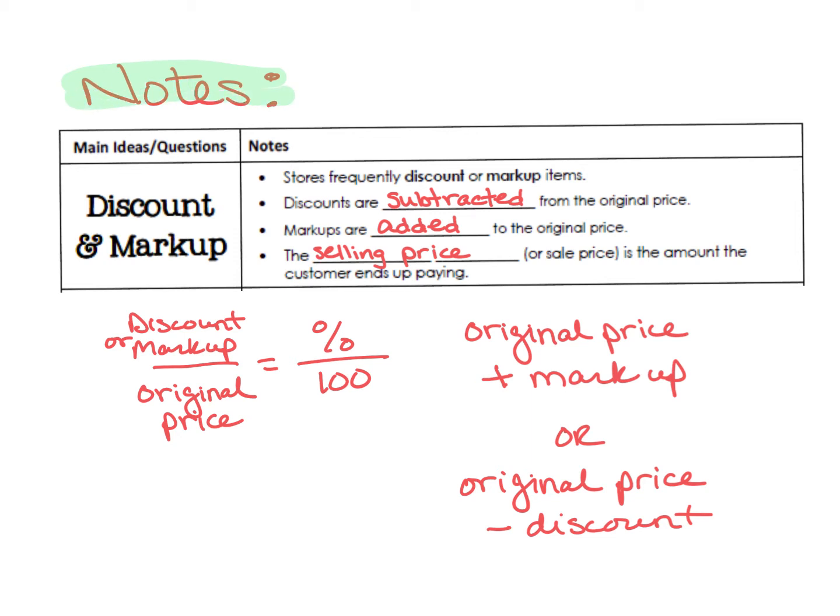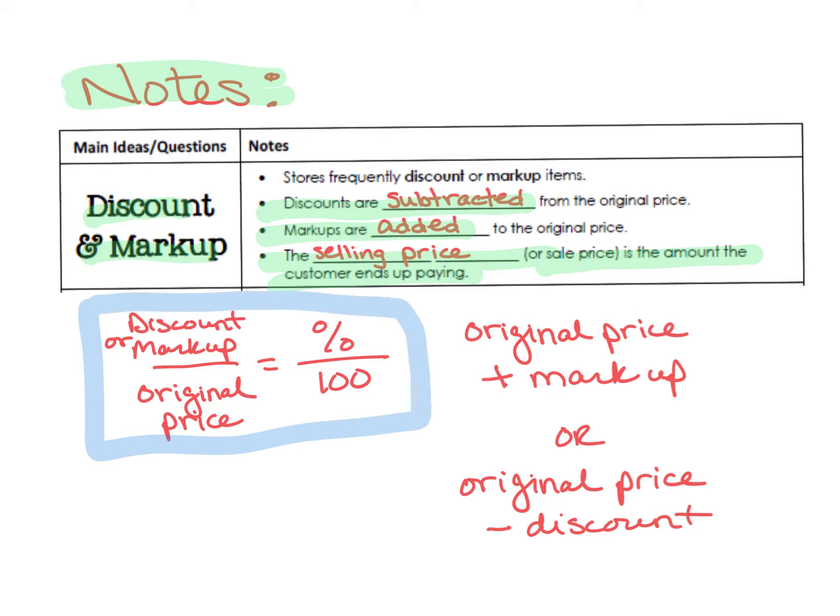We're going to talk about what a discount and a markup is. Stores frequently discount or markup items. Discounts are subtracted, markups are added. The selling price or the sale price is the amount that the customer ends up paying. This is what we normally do down here. This is our percent proportion. We put the percent over 100.